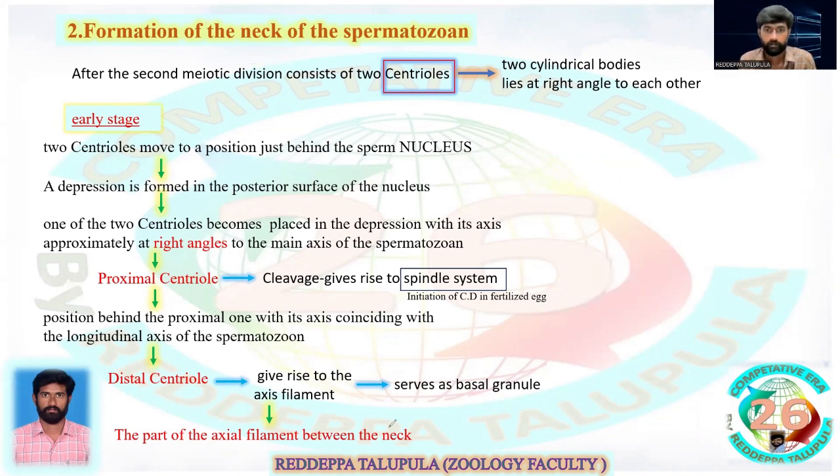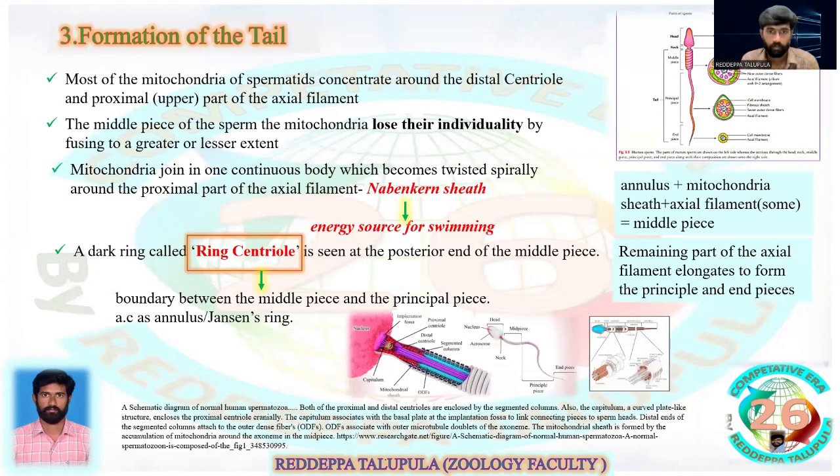Next, formation of the tail. Now see, keep it in mind, most of the mitochondria of spermatids concentrate around the, as I already mentioned in the acrosomal phase of development of the acrosome. I already mentioned that mitochondria start assembling around the axial filament and the DC, distal centriole.